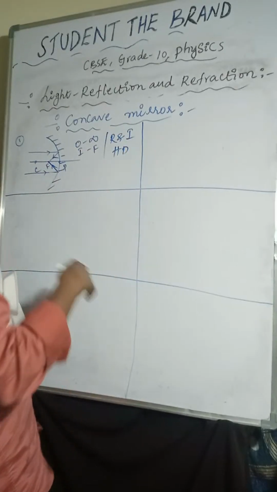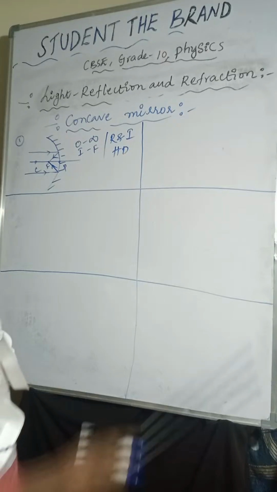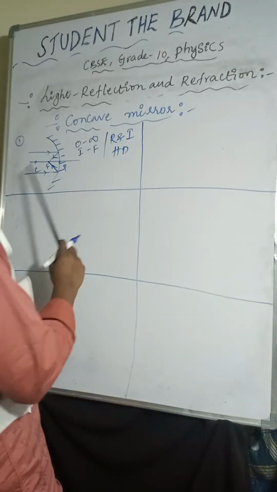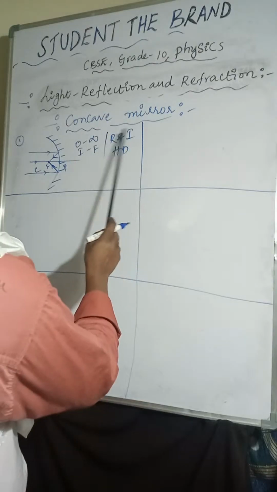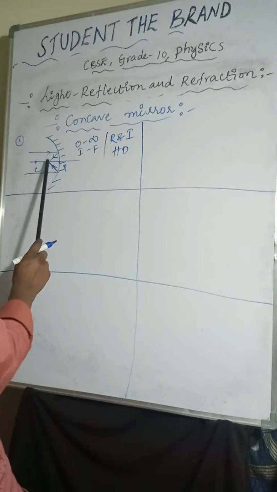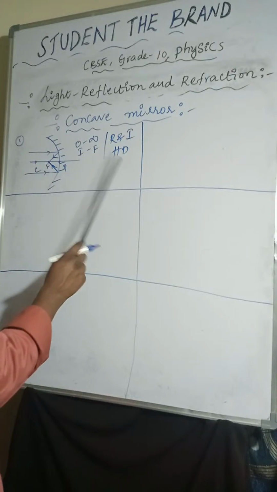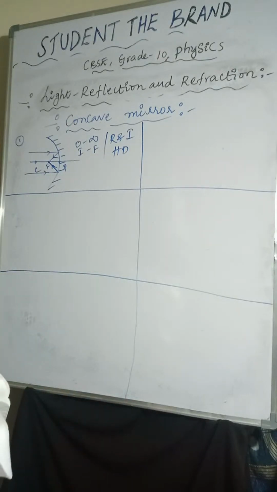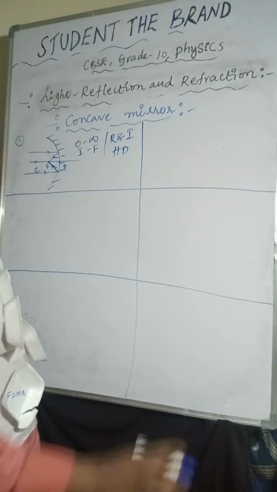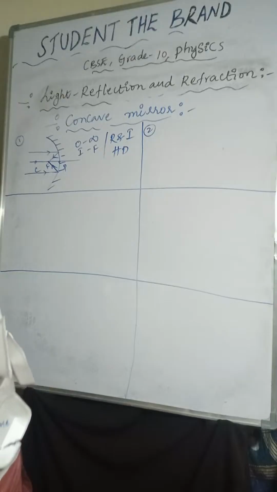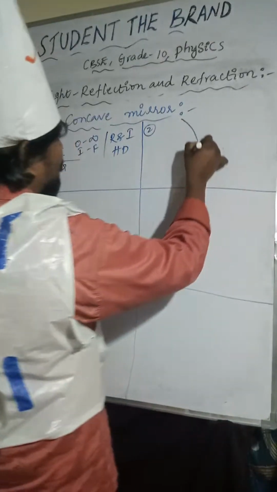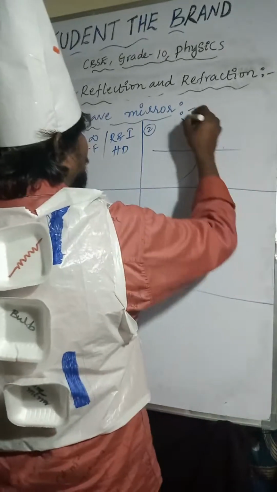So here you can observe the object is placed at infinity, and the image is formed at the focus. Nature of the image is real and inverted. Because a point-size image is forming at the focus, it is highly diminished. And next one: the object is placed beyond the center of curvature.